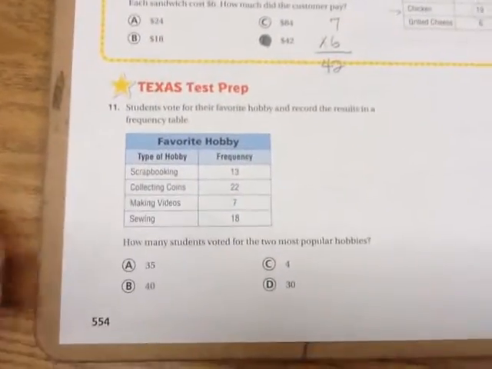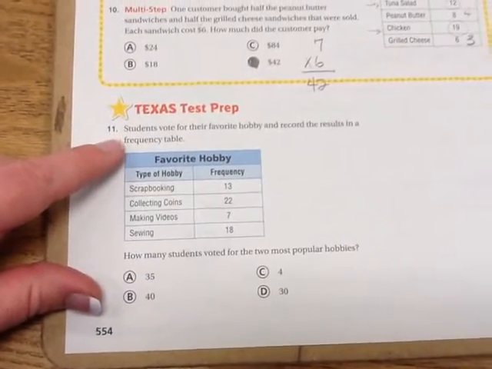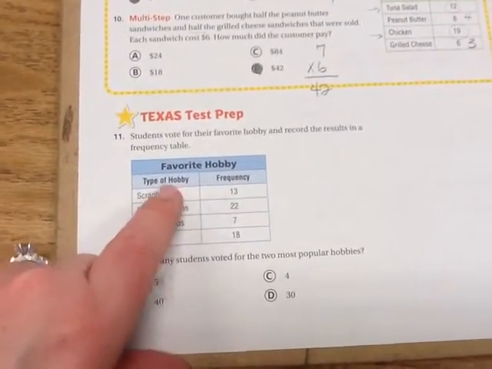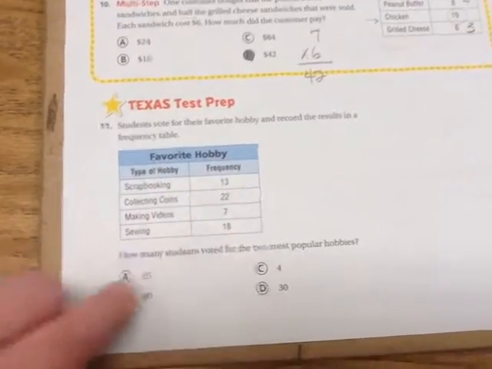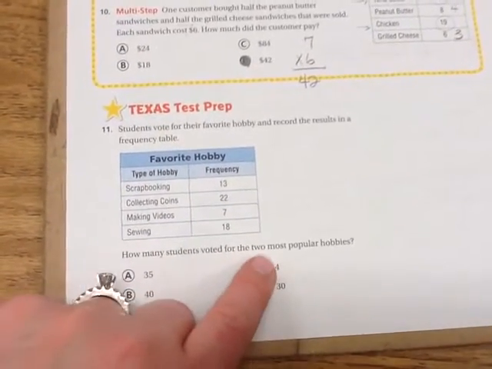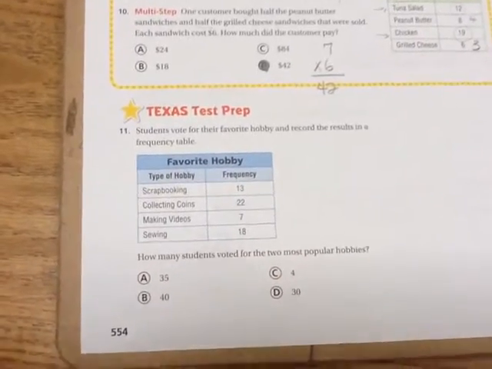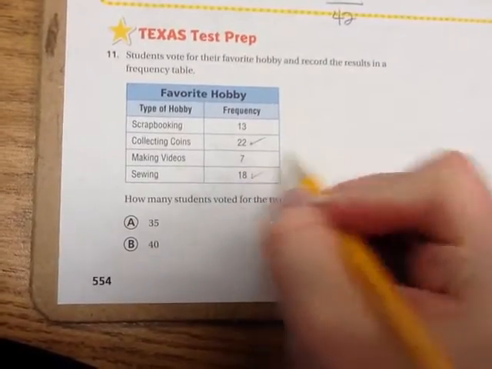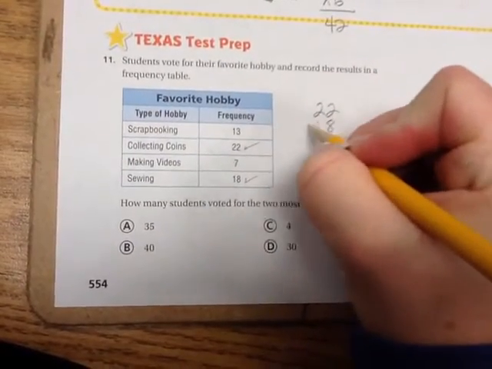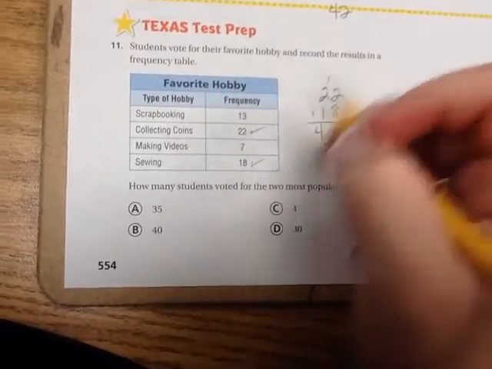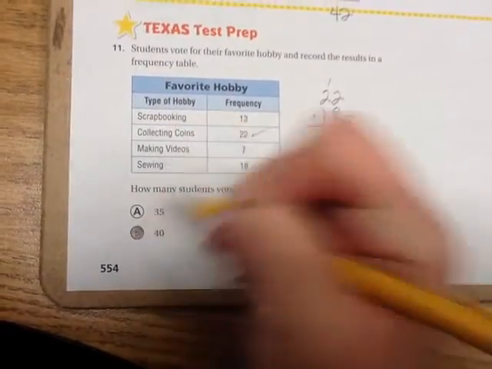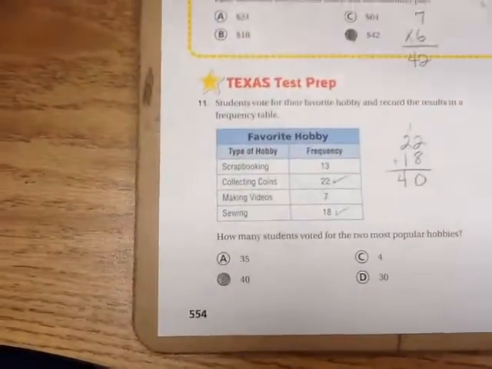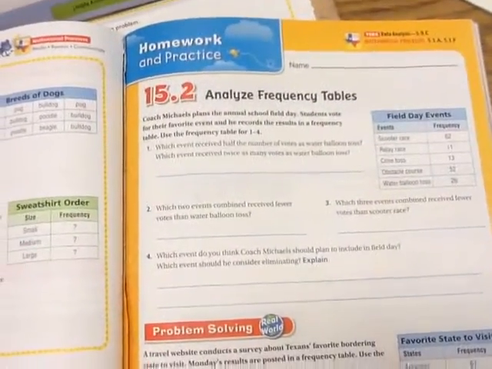All right, and finally, number 11. Students voted on their favorite hobby, recorded the results in a frequency table. Again, your hobby and the frequency or how often it had it. How many students voted for the 2 most popular hobby? Most popular is going to be your greatest or higher number. So our highest number is 22 and 18. I'm going to simply add. And my answer is B. Again, using and looking at the data. The frequency tables. Okay, so 15.2 is going to be your problems.